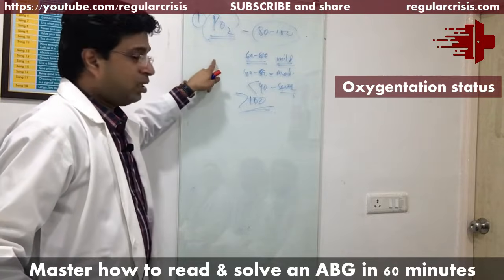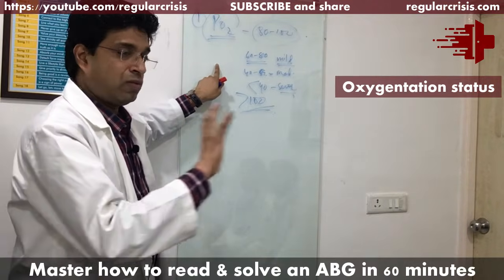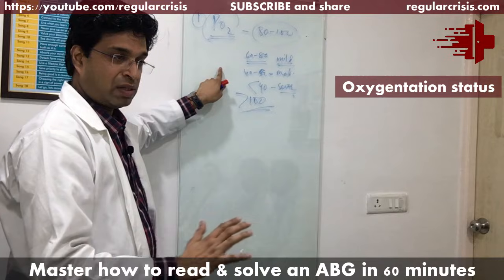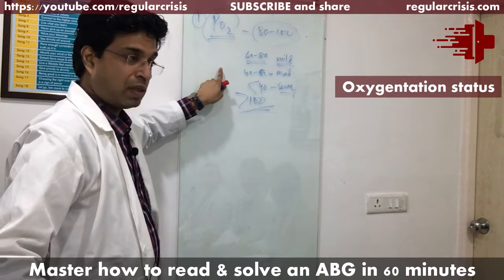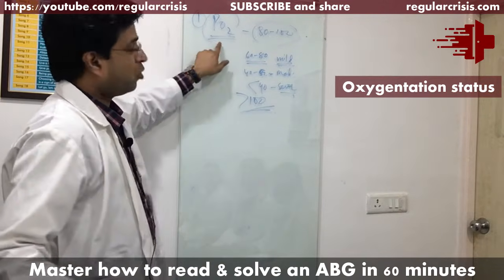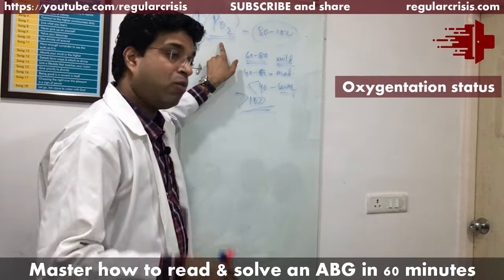Now, the second thing, which is more important. You have looked at the first thing, and identified whether this patient has mild, moderate or severe hypoxemia. But this PO2 level is being maintained on how much amount of oxygen?